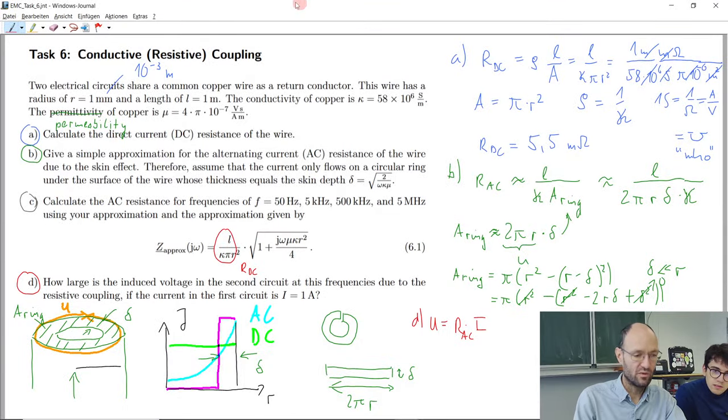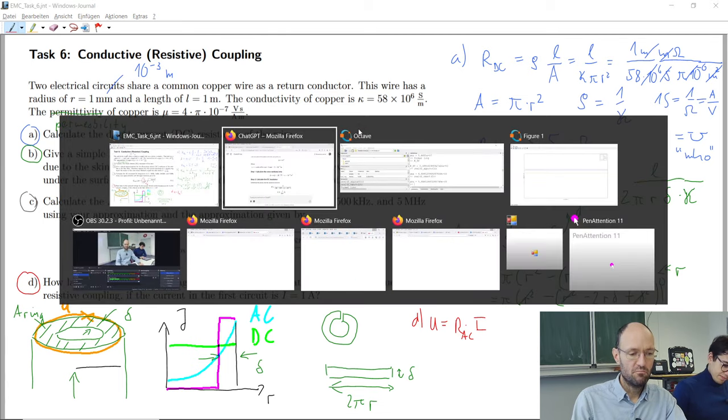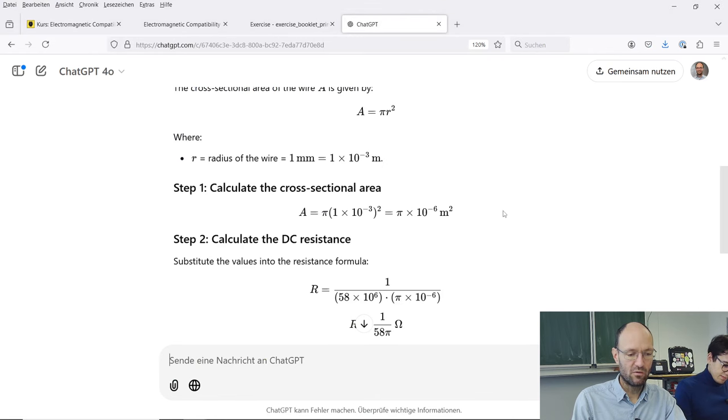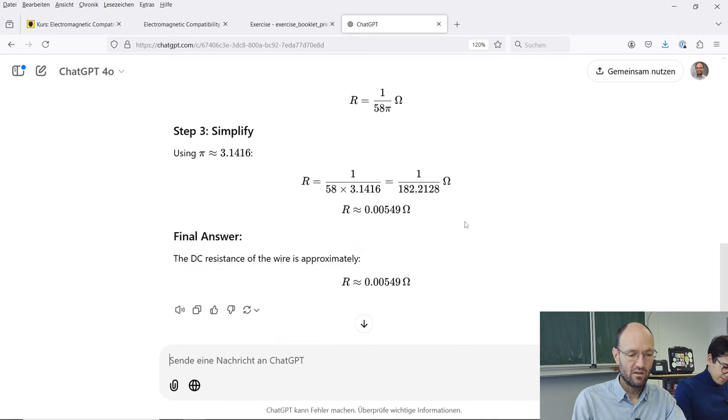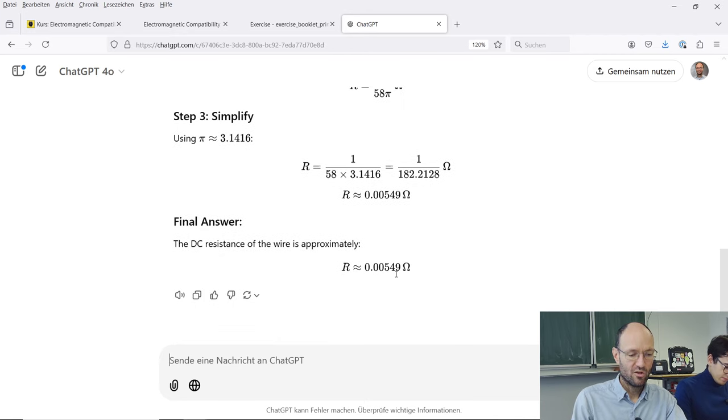This is also what we had written here, where we said, okay, 1 millimeter is 10⁻³ meter. And so we get this value.